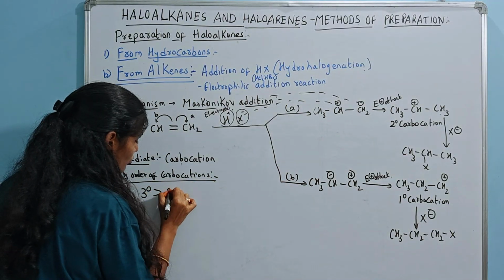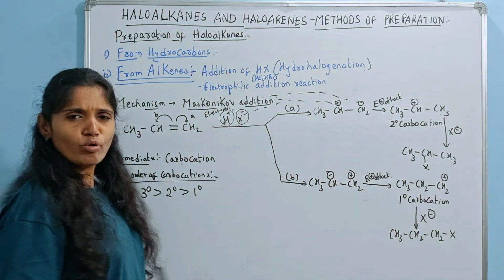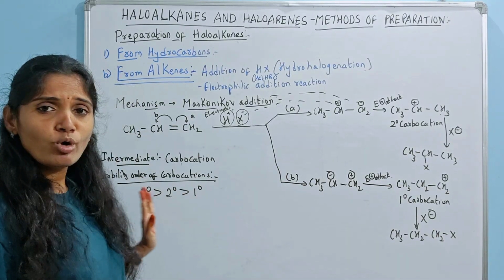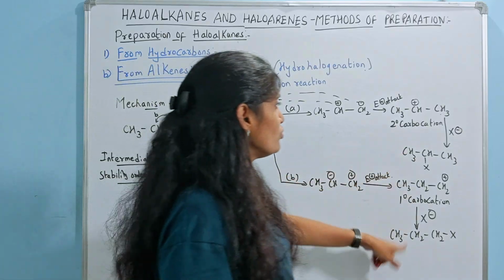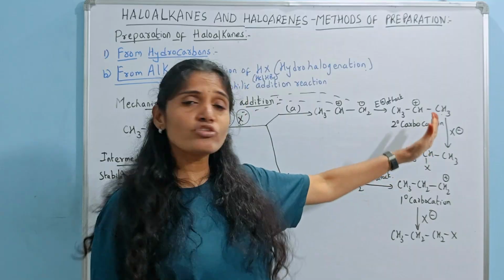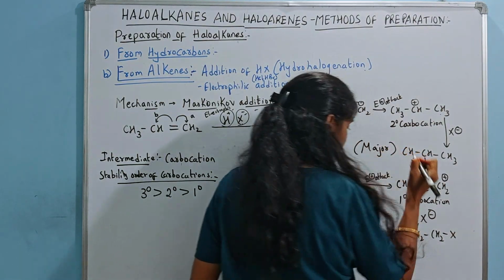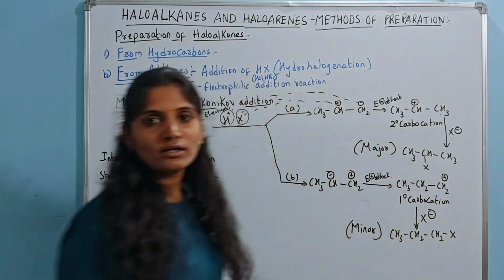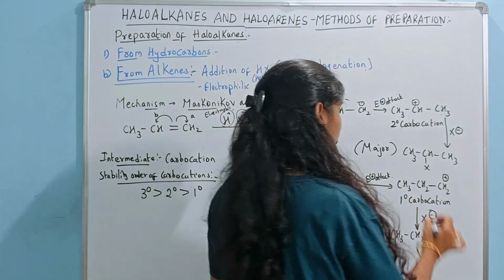Tertiary carbocation is more stable than secondary, then it comes to your primary. The reason for this is hyperconjugation. Wherever it can form more hyperconjugating structures, that will be the more stable carbocation. So if you compare these, the secondary carbocation is more stable. So this path has the most stable intermediate. That is the reason I will consider this product to be major and I will take this product as my minor product.